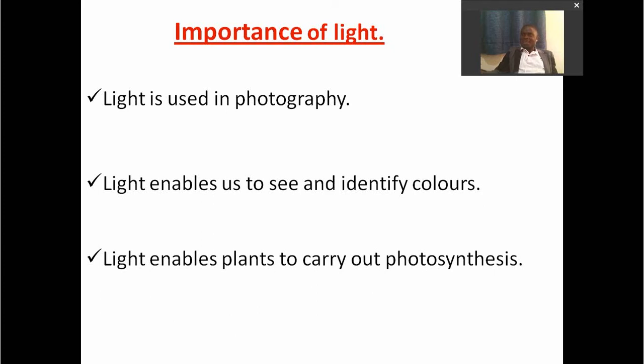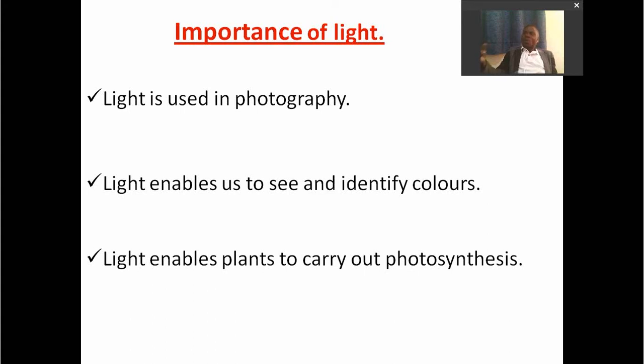Plants can make their own food, but man cannot make his own food. Man depends on plants and animals. So you can eat chicken, you can eat matoke, you can even eat rice. Yes, but plants cannot eat matoke. Plants cannot eat beef. Plants cannot eat pork. No. Plants eat starch. But light helps in the formation of starch.